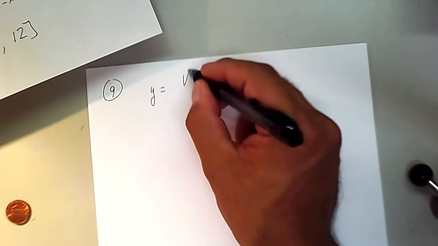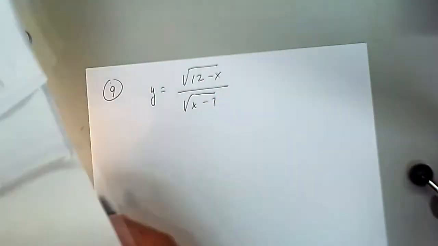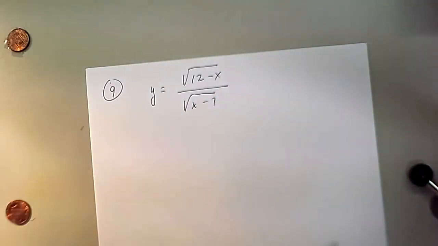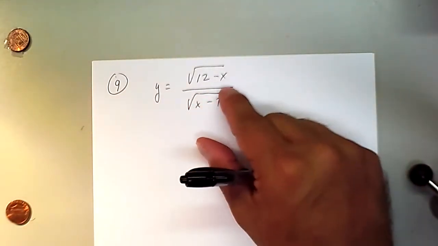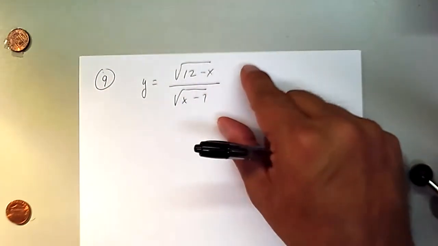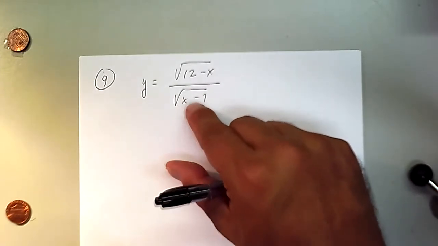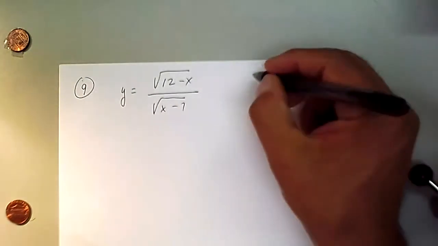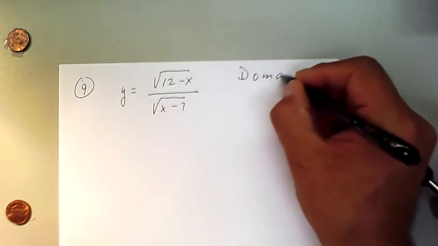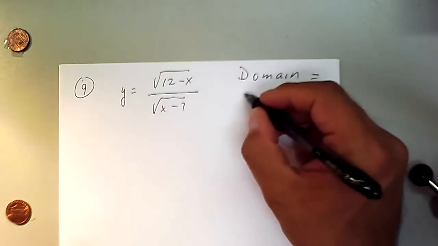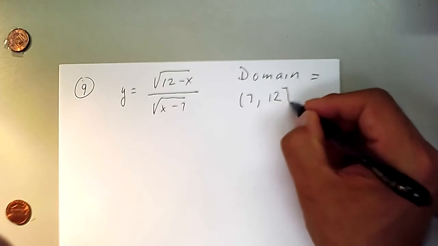So square root of 12 minus x over square root of x minus 7, for example. Okay, that's another twist. I'm going to piggyback on the previous example. One may think the answer has to be between 7 and 12, except that we cannot have 7 anymore, because we have to avoid 0 in the denominator. So domain equals, okay, we cannot have 7, but we start at 7, and we may have 12.